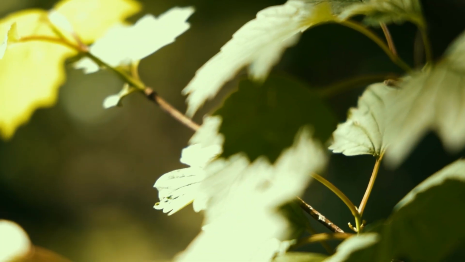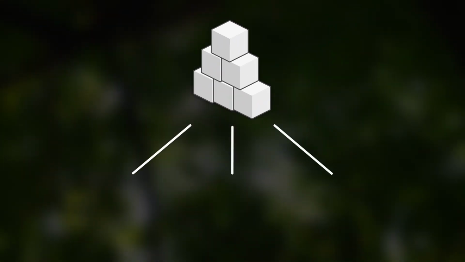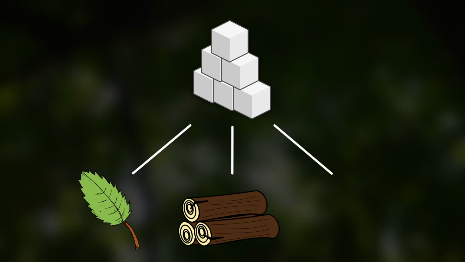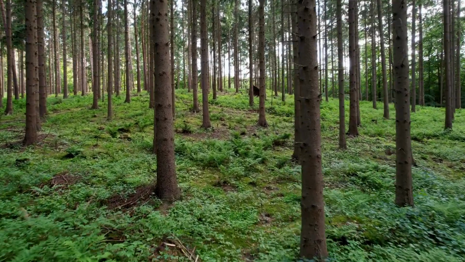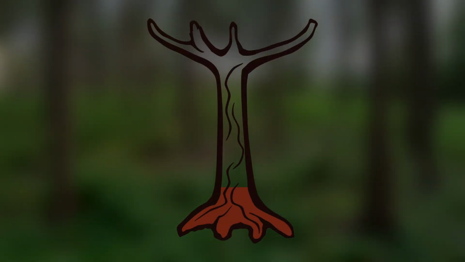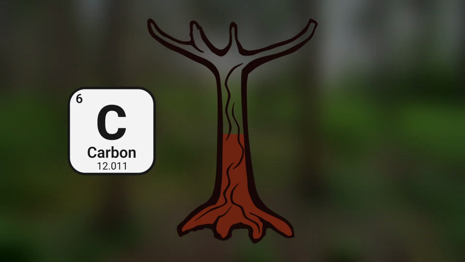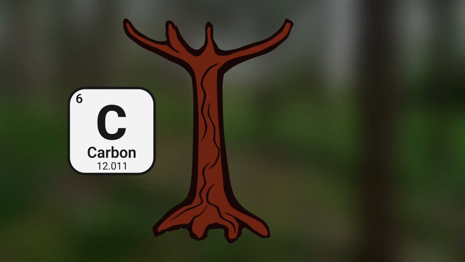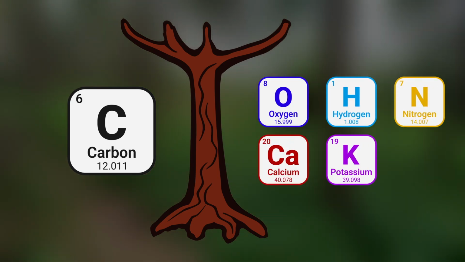Let's start with plants. Through photosynthesis, plants take carbon dioxide from the atmosphere and convert it into sugars. These sugars become leaves, stems, and roots. Did you know that about 50% of a tree's dry biomass is carbon? That means half of the solid material of a tree, excluding water, is made of carbon atoms. The other half includes elements like oxygen, hydrogen, nitrogen, calcium, potassium, and iron.